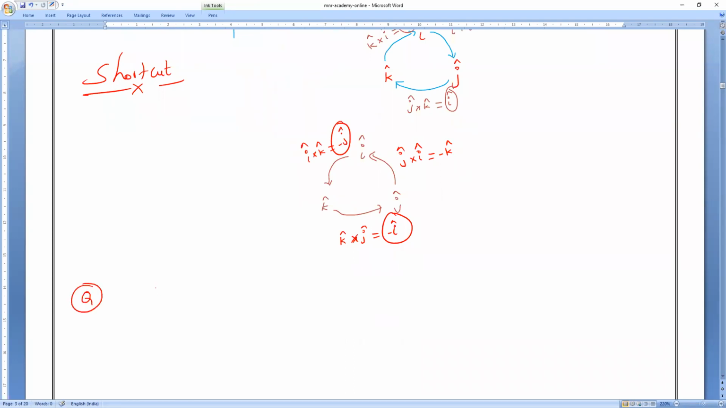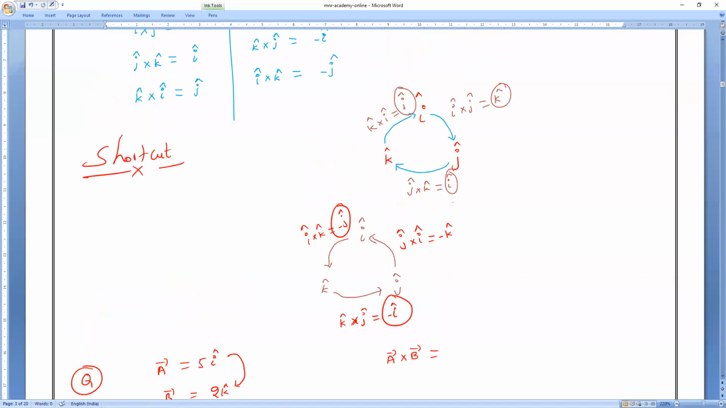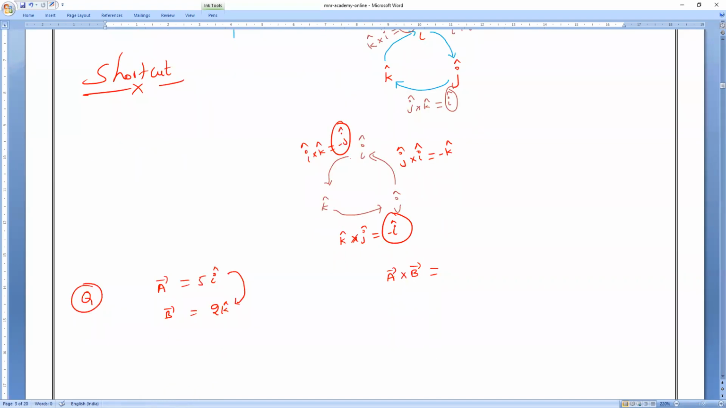Let me teach question 1. Given vector A is 5 I cap and vector B is 2 K cap. Now find A cross B. A cross B means we have to go from A to B, so I to K. Negative or positive? Clockwise or anti-clockwise? I to K is anti-clockwise, so minus J cap. So 5 I cap into 2 K cap is equal to minus 10 J cap.